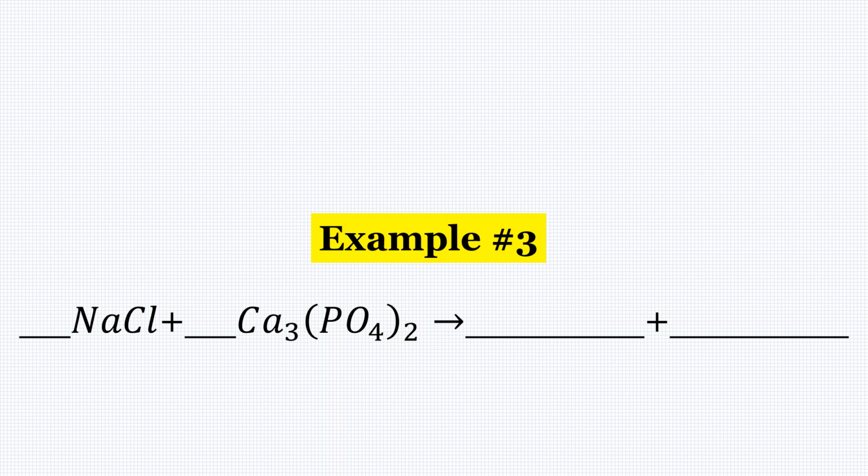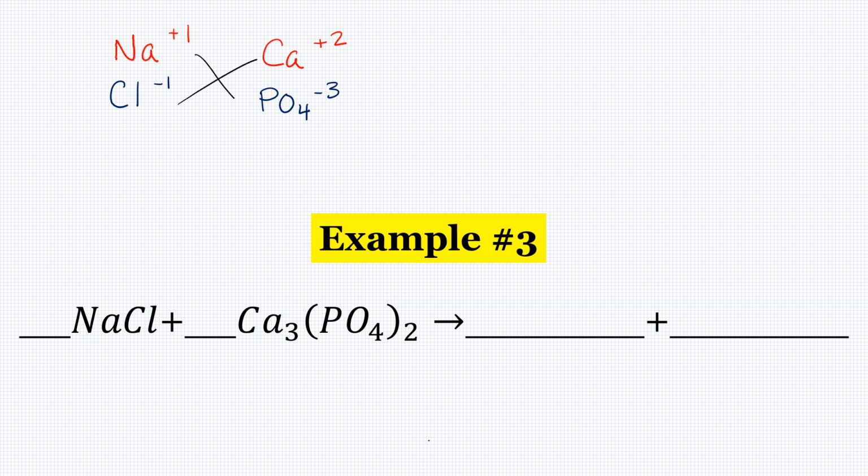So we're going to start by writing out our charges. So we've got sodium. Sodium has a charge of +1. Calcium has a charge of +2. And then our anions, chlorine has a charge of -1, and I believe this is phosphate, which has a charge of -3. So we'll do our swap.